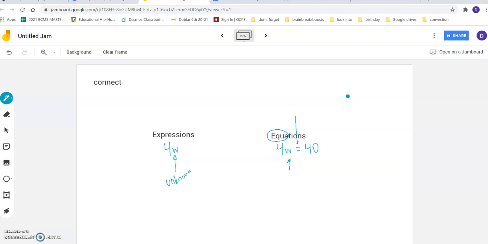In this case, 4 times what is 40? W would have to be 10. So that's a big difference too. In expressions, you can't figure out the value of the variable. In equations, you often can figure out the variable. And that's called solving it, or its solution, and that's what we're going to be working on today.